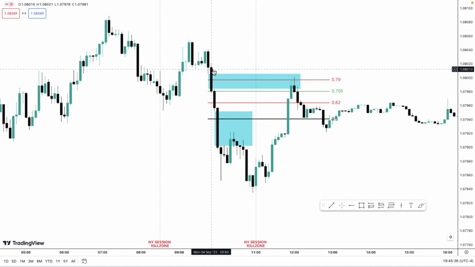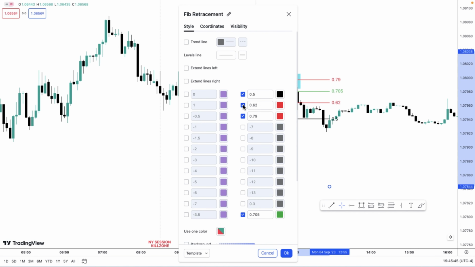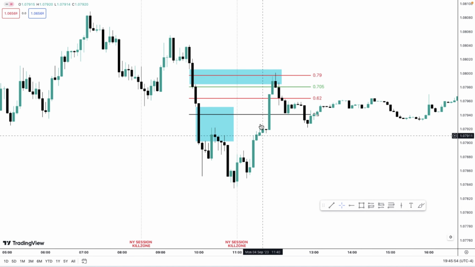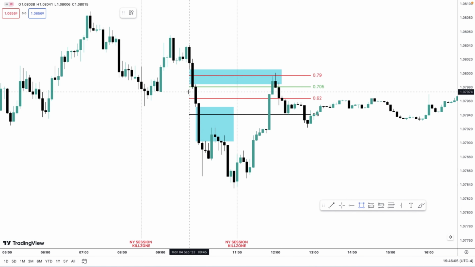When you take your Fibonacci from the swing high to the swing low, and you select your 62, 79, and the 70 level, what this will give you is these levels here, these Fibonacci levels. The 62, this is a fair value gap.